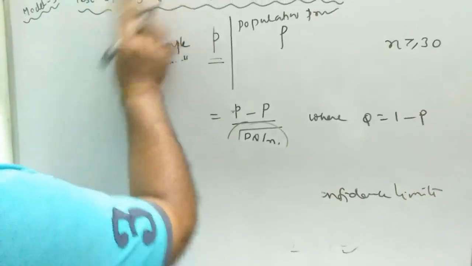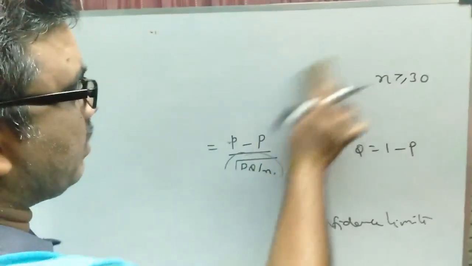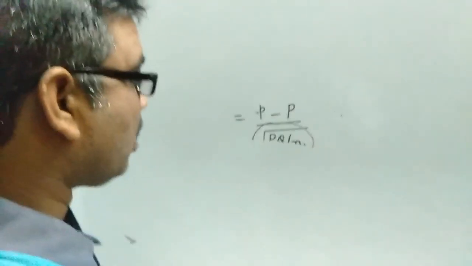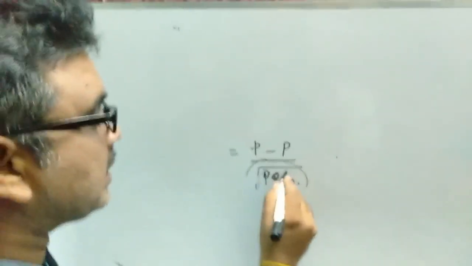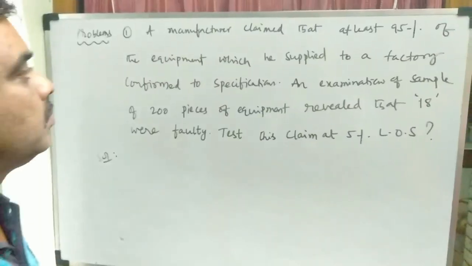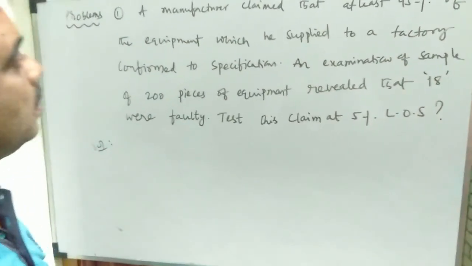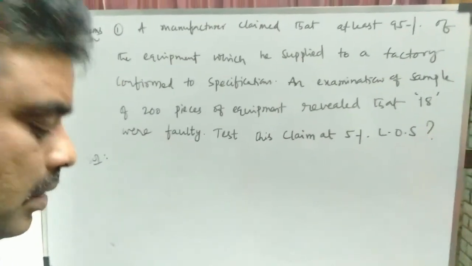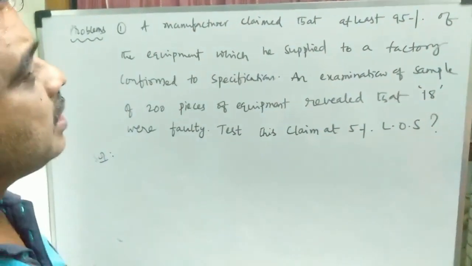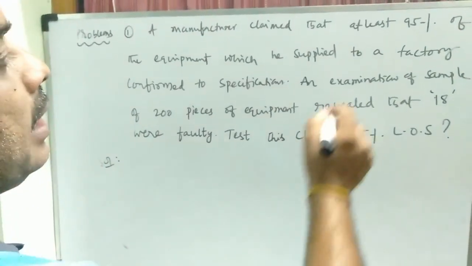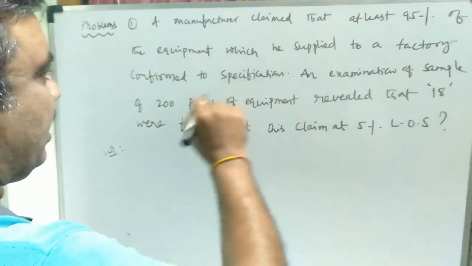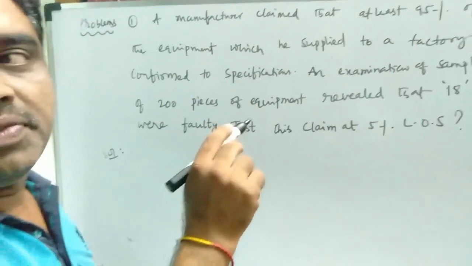Okay, now here the test statistic is Z equal to small p minus capital P by root of PQ by n, to test the single proportion. You see the problems in testing of single proportion. A manufacturer claims that at least 95% of the equipment which he supplied to a factory conform to specifications.